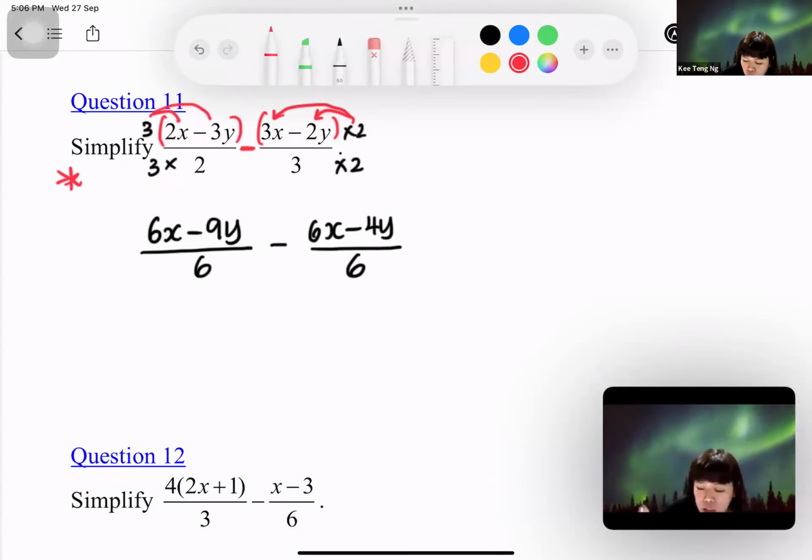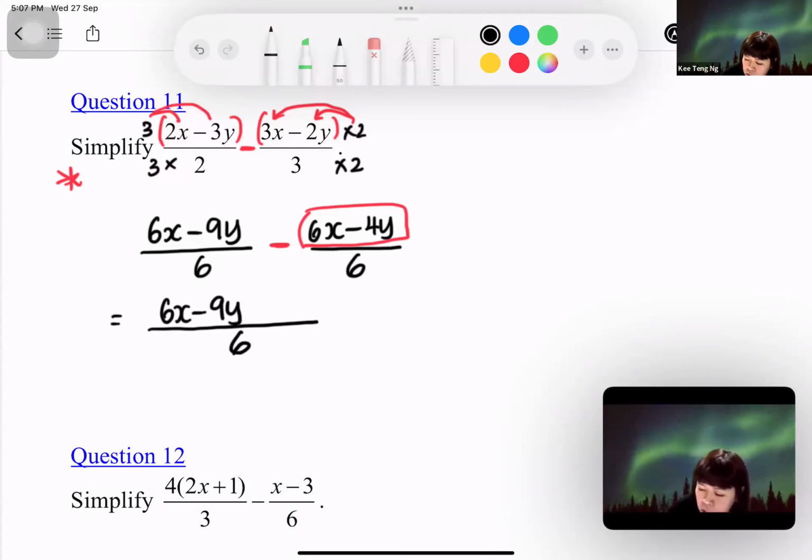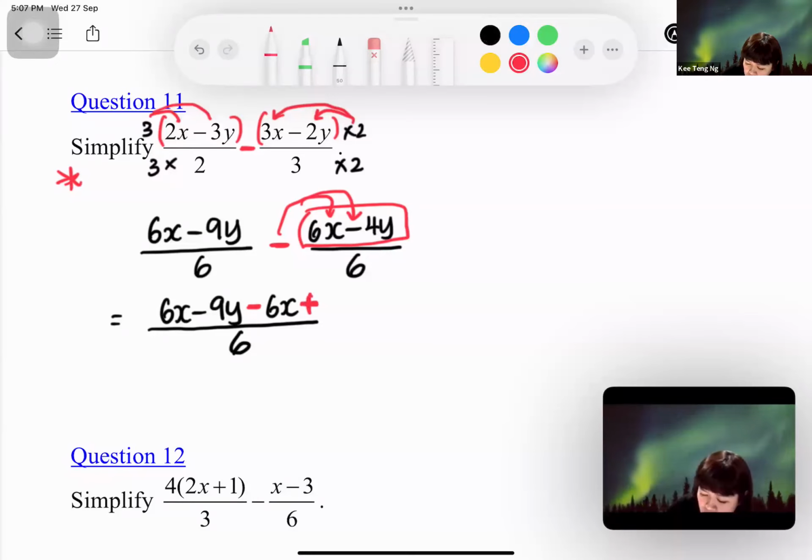Then now this one over here is minus, right? So it's minus the whole thing over here. Minus the whole of this. So later when we combine into one single fraction, what do I need to do? I need to change the sign. So this one becomes minus 6x. This one becomes plus y.